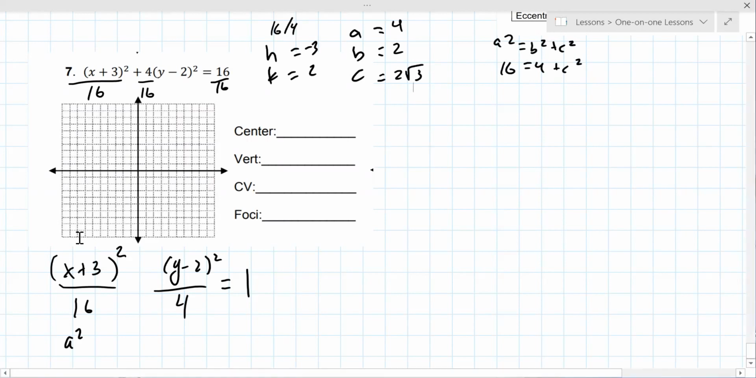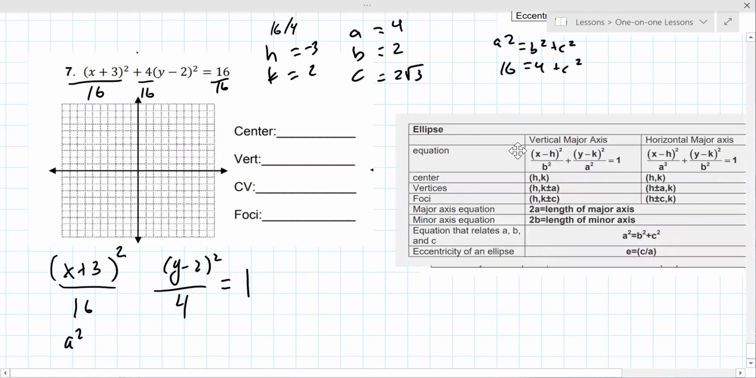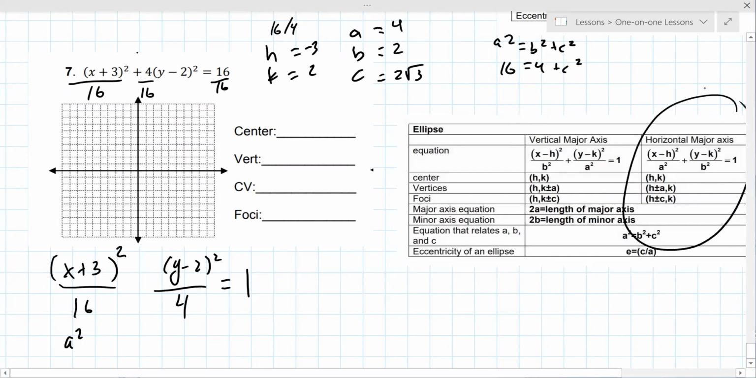So this one, the A is under the X. So it's the other set of equations, the ones on the right here. This will be a little bit new for us. So it's these on the right here, because A is under the X.